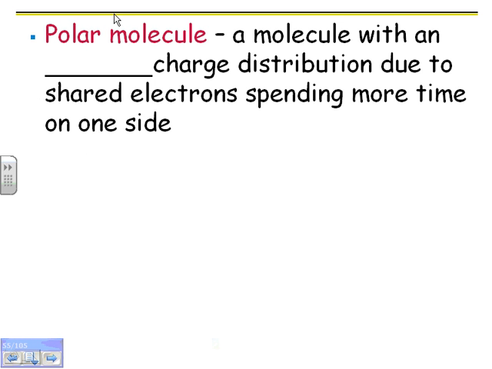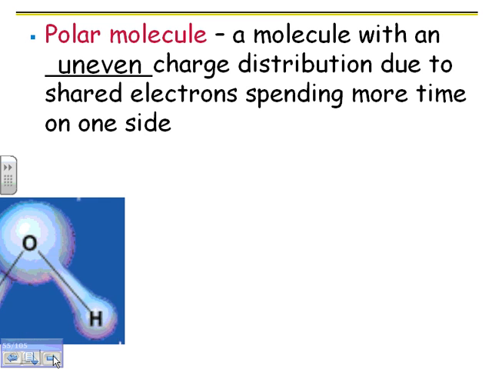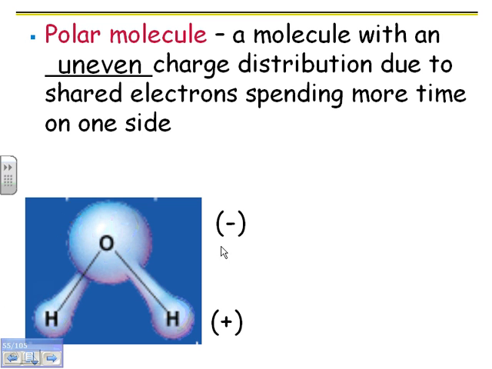Good job. Okay, so we want to define polar molecule again. It's a molecule with an uneven charge distribution due to shared electrons spending more time on one side. So the way that you draw that is it's not an ion. You can't put a whole negative there, but you put a partial negative, meaning you put it in parentheses. That shows it's not a full negative. It means the electrons spend a little more time up there, but not enough for a full charge. And that side you put parentheses around it to make it partial.